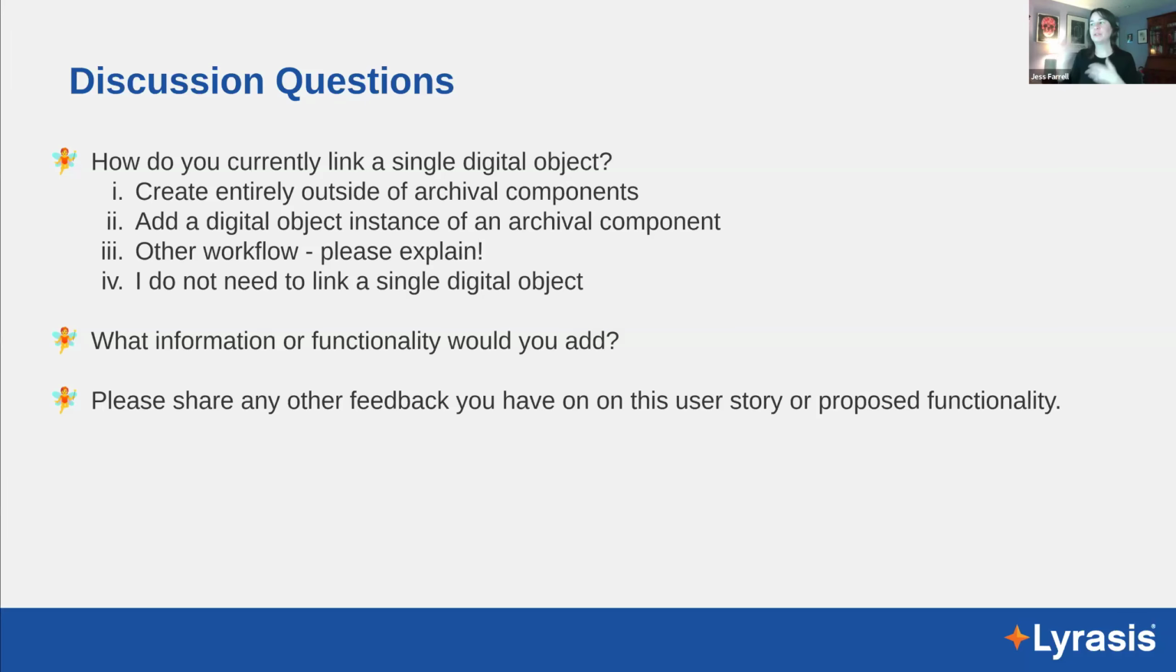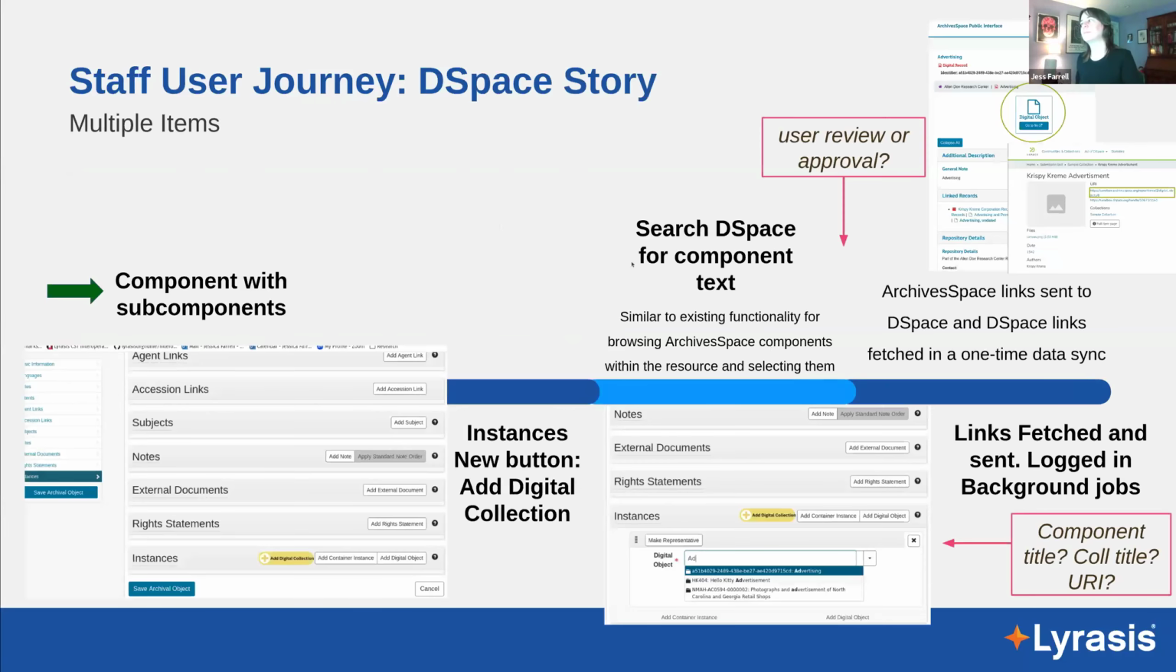Another option is if you have a totally other workflow for linking a single digital object, or I do not need to link a single digital object. And then just other information or functionality that you would want to add, like where would this configuration go is kind of a question that I have and need to work more on, for example. But any other big things like that you would like to mention, and then just any other feedback is great.